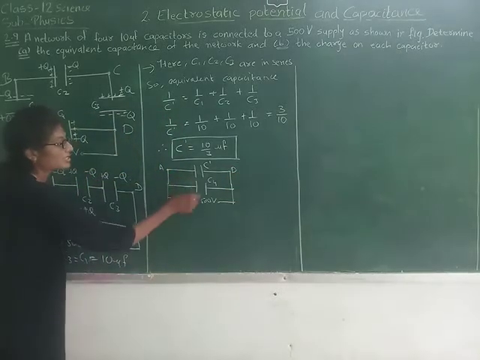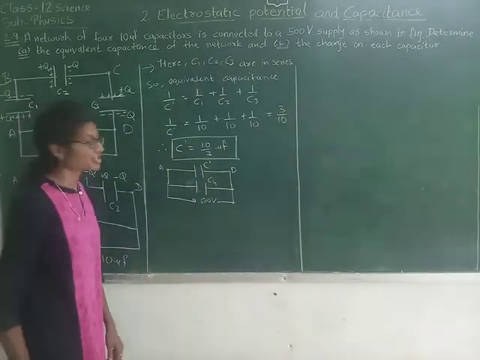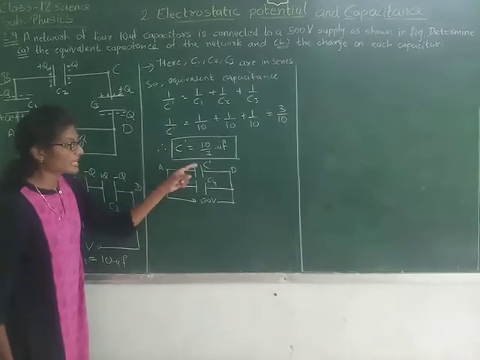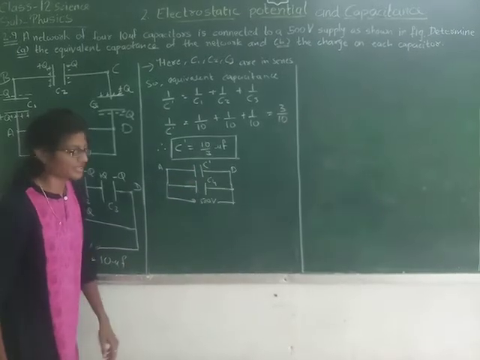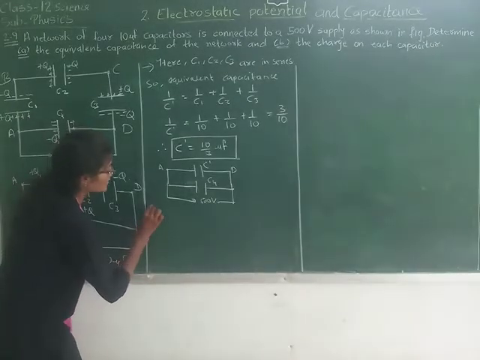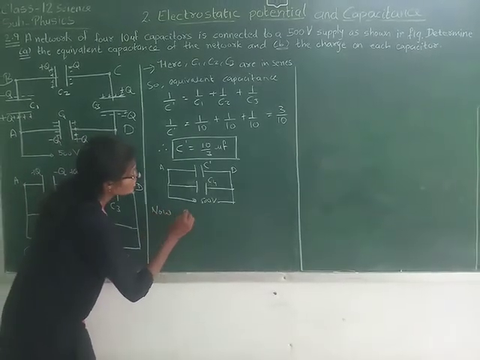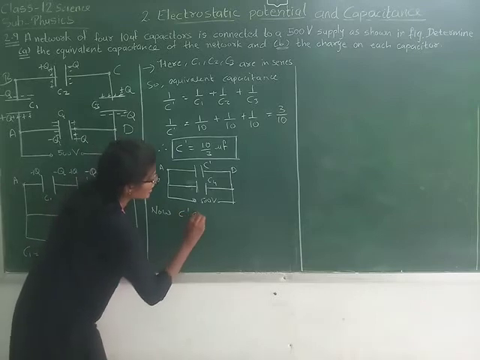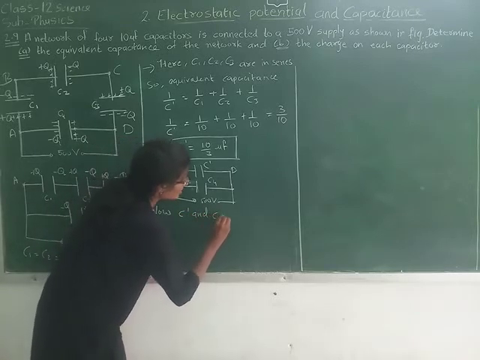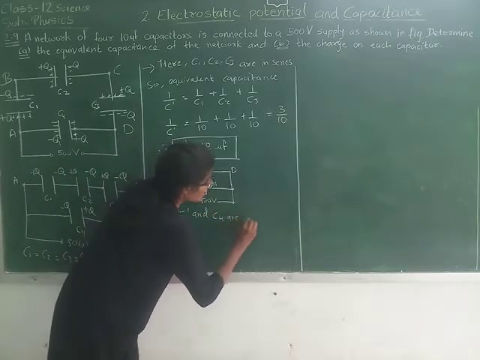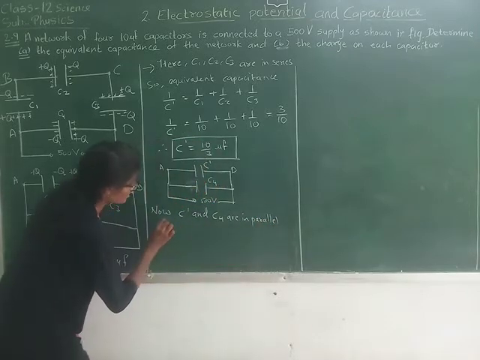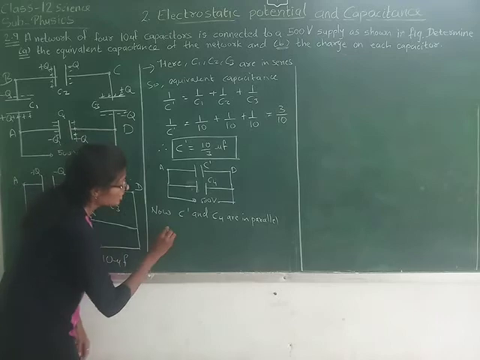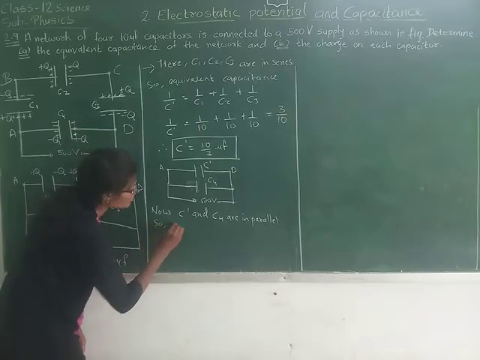Okay. Now this is to be said in parallel connection. So now we need to find the equivalent capacitance of these 2 parallelly connected capacitors. Now C dash and C4 are in parallel connection, right?